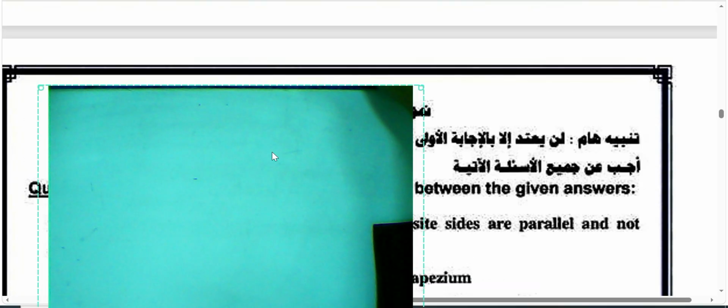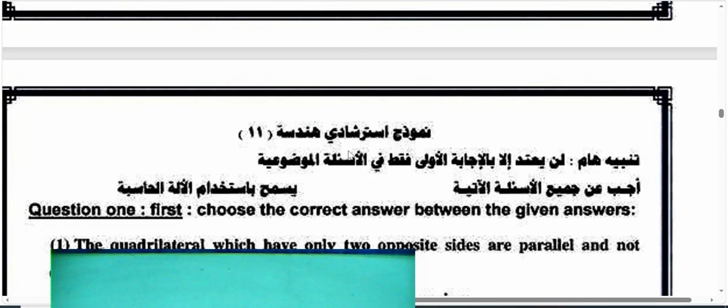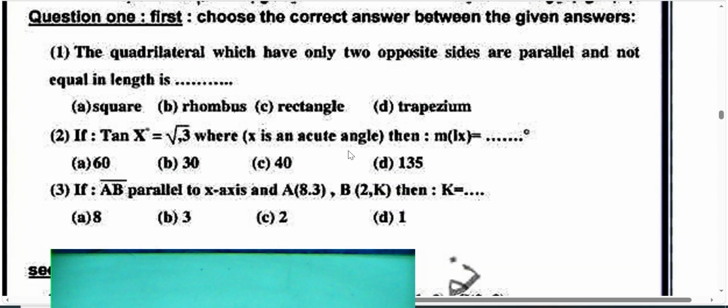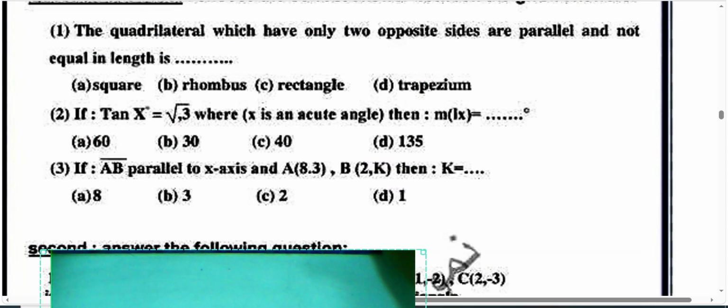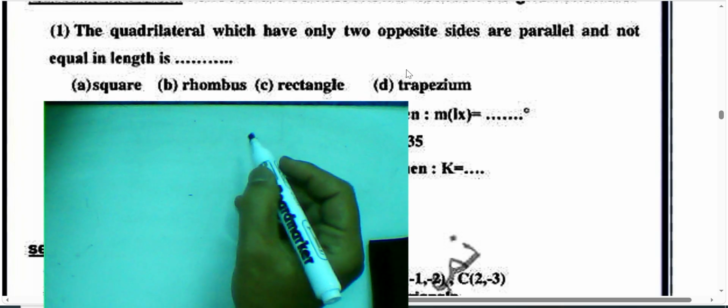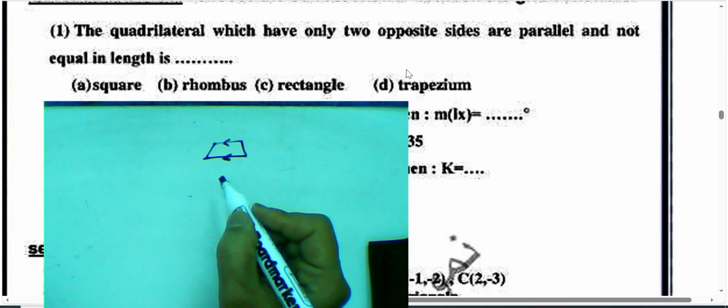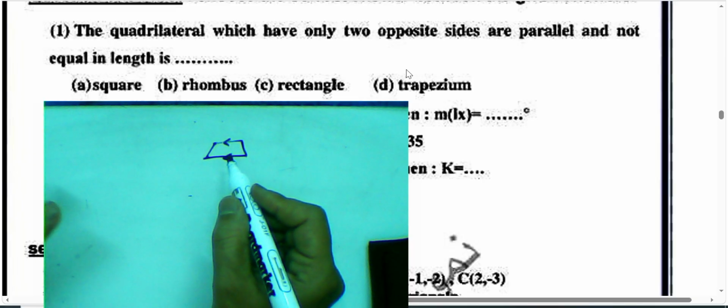Okay, next question. This is page number 3. Next question here. The quadrilateral which has only two opposite sides parallel and not equal in length, we call it trapezium. It's a quadrilateral which has only two opposite sides parallel and not equal in lengths. Choose letter D. We call it trapezium or trapezoid. Okay.